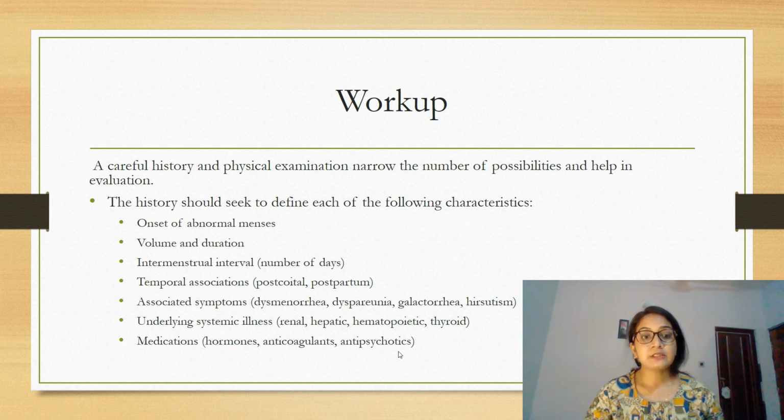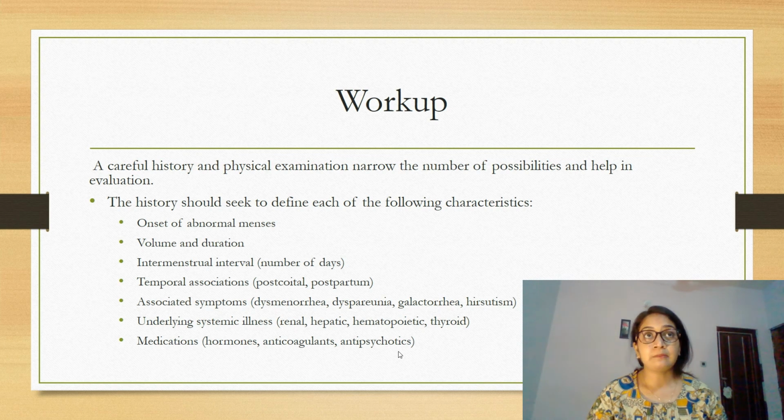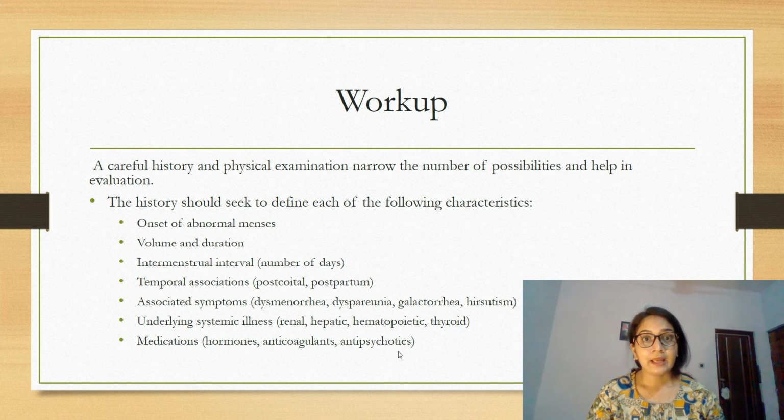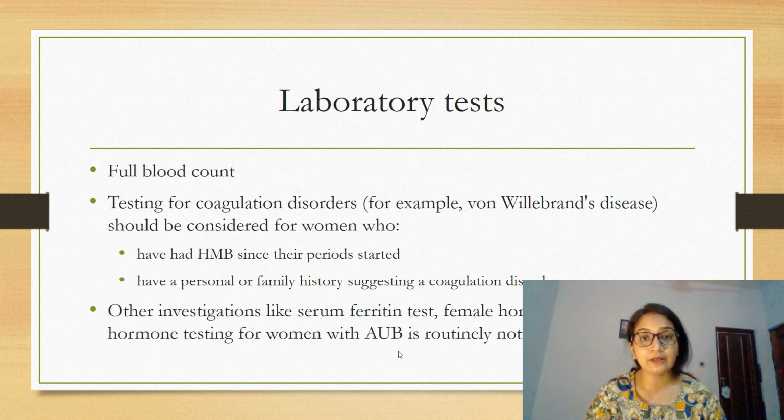Any associated symptoms like dyspareunia, dysmenorrhea, galactorrhea, hirsutism, any underlying systemic causes like renal causes, hepatic causes, hematopoietic causes, any medications she is taking like hormones, anticoagulants, antipsychotics, we have to rule out everything.